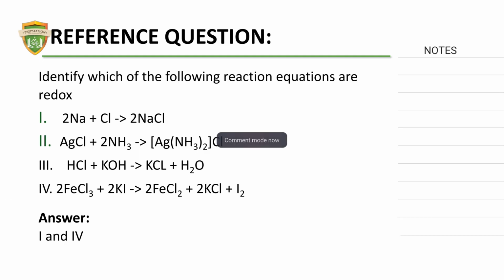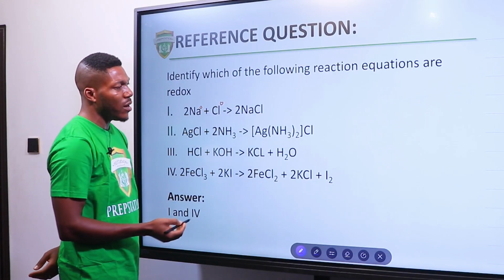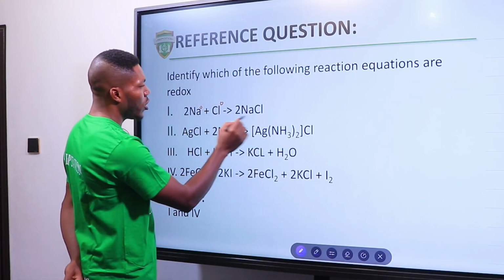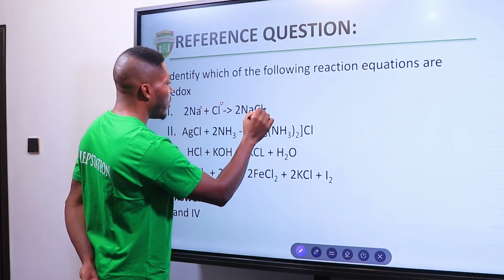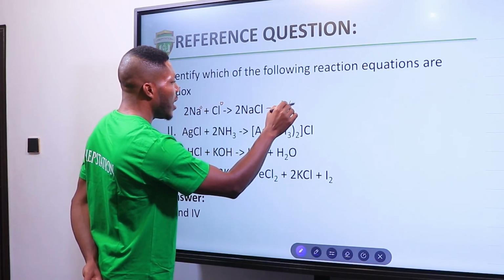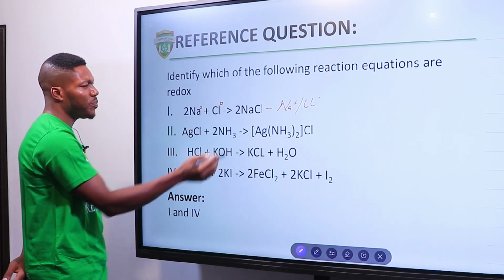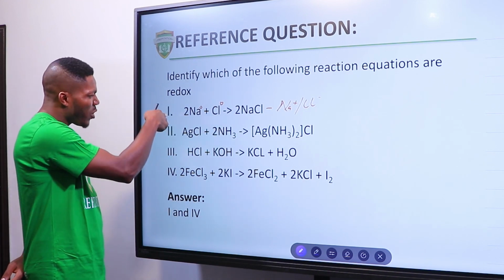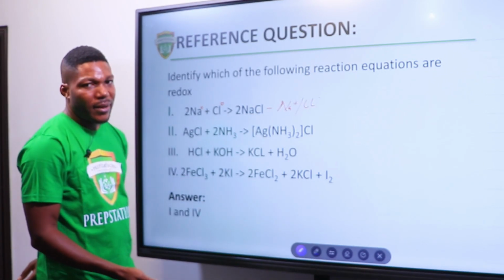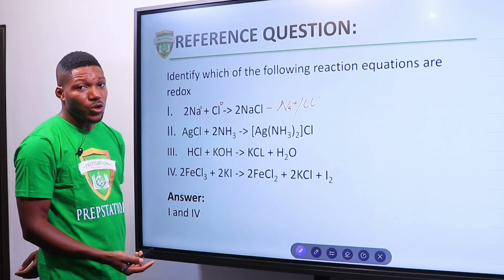Now, this is sodium, in the neutral state it is 0. A neutral element is 0. Chlorine here is 0. Now, this sodium chloride, when you split this compound, will give you Na plus and what? Cl minus. Is that okay? So at this point, is equation I redox? Yes, because there is a loss and gain of electrons.